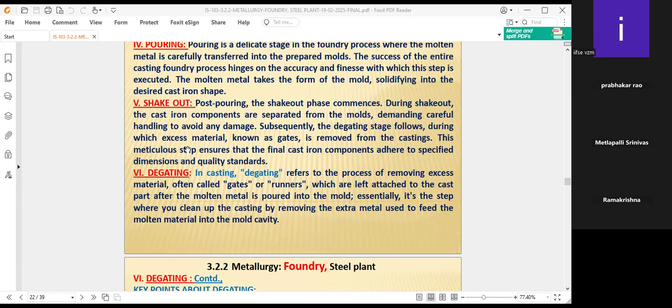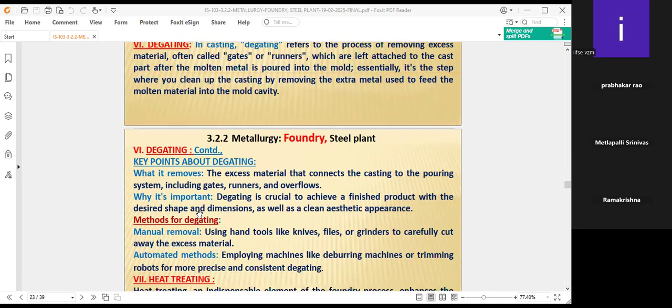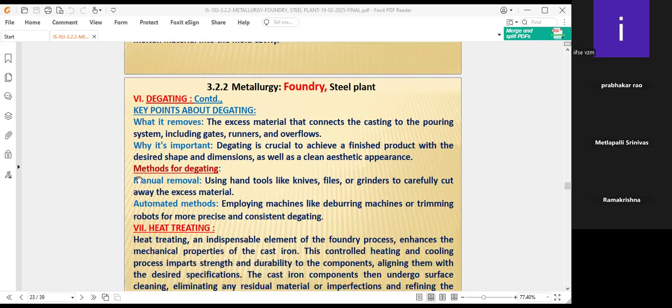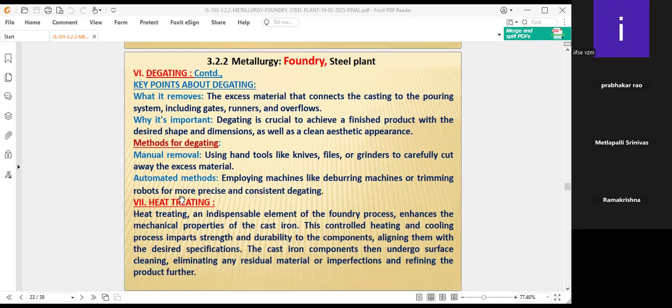Shakeout and degating are simultaneous processes, and both are very important for the final product and finishing. The methods of degating are manual removal and automated methods. Normally, in the steel plant at Visakhapatnam, they have both automated methods and manual removal. They can do it using hammers and shaking, and using hand tools like knives, files, and grinders to carefully cut away the excess materials.